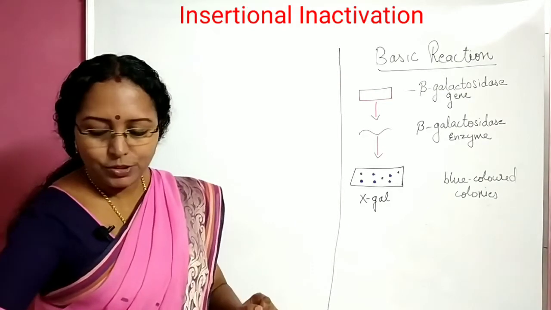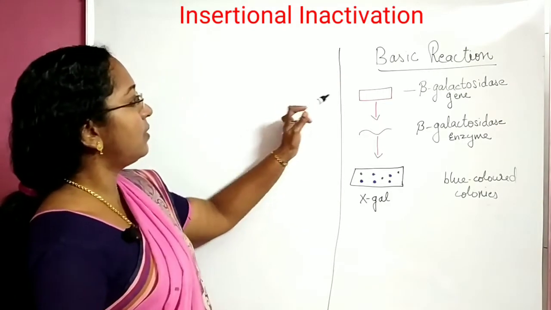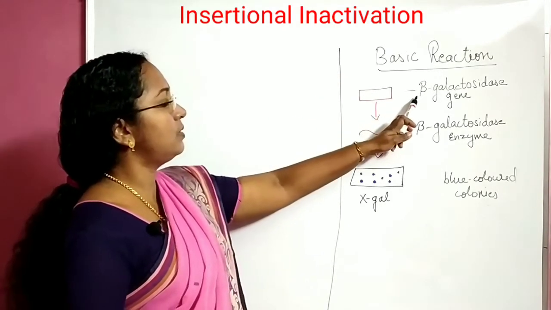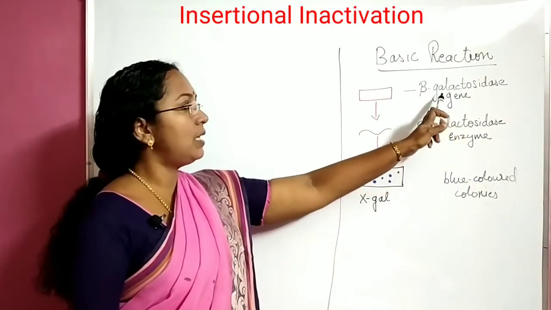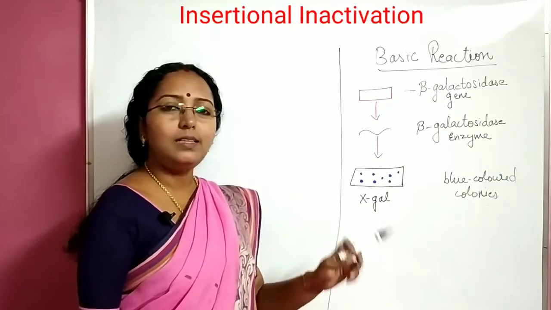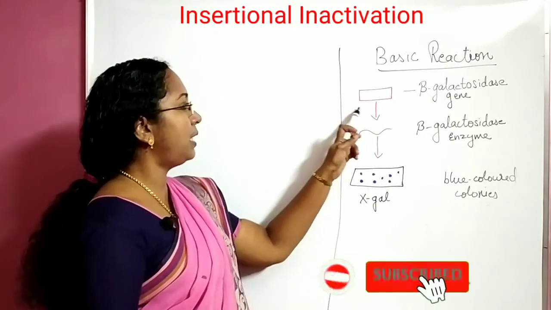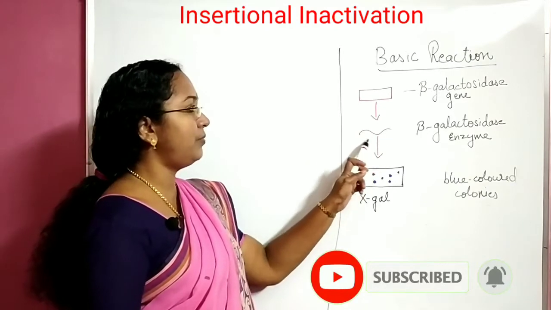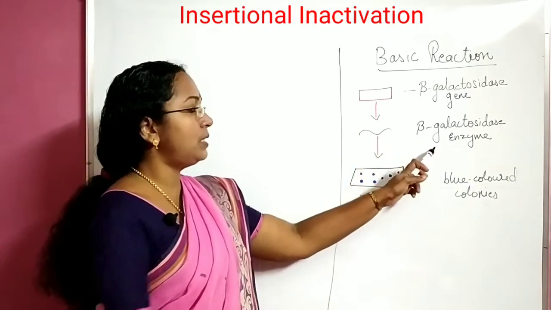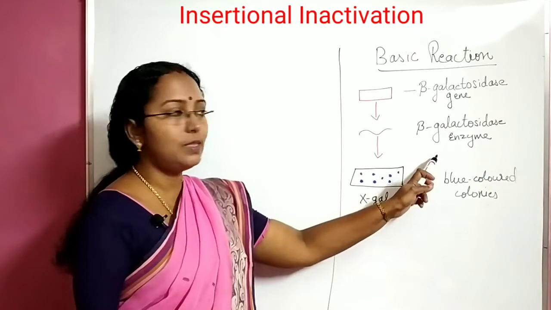Here I have shown a gene. Okay, this gene is the beta galactosidase gene. Beta galactosidase is an enzyme and this enzyme is produced by this gene. So this gene is producing the enzyme. I have just shown it like this. That is the beta galactosidase enzyme it is producing.